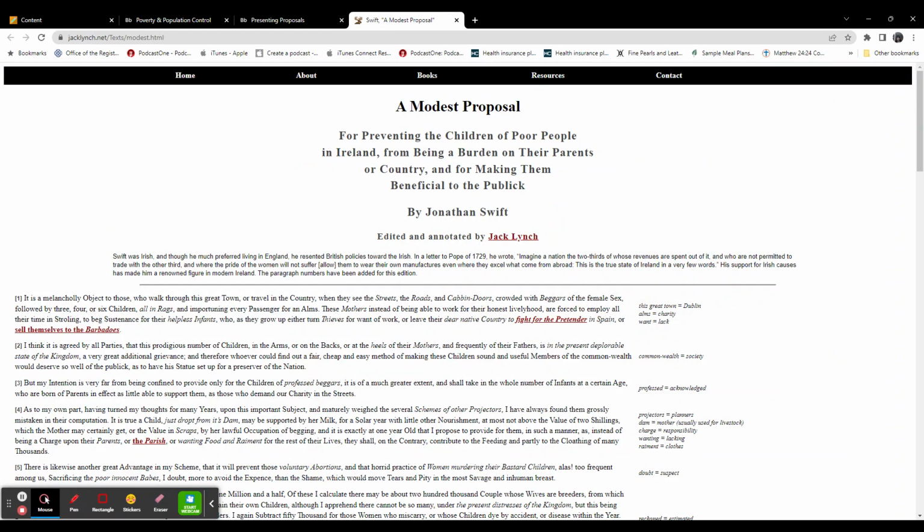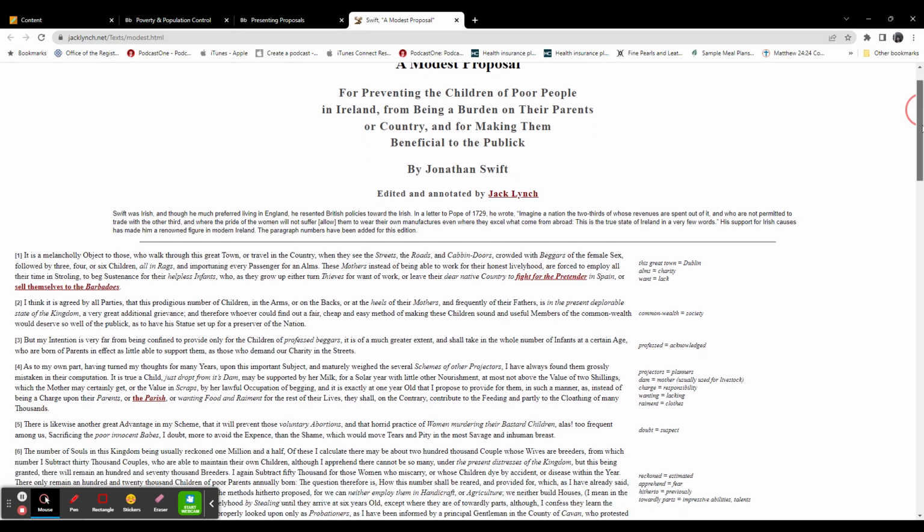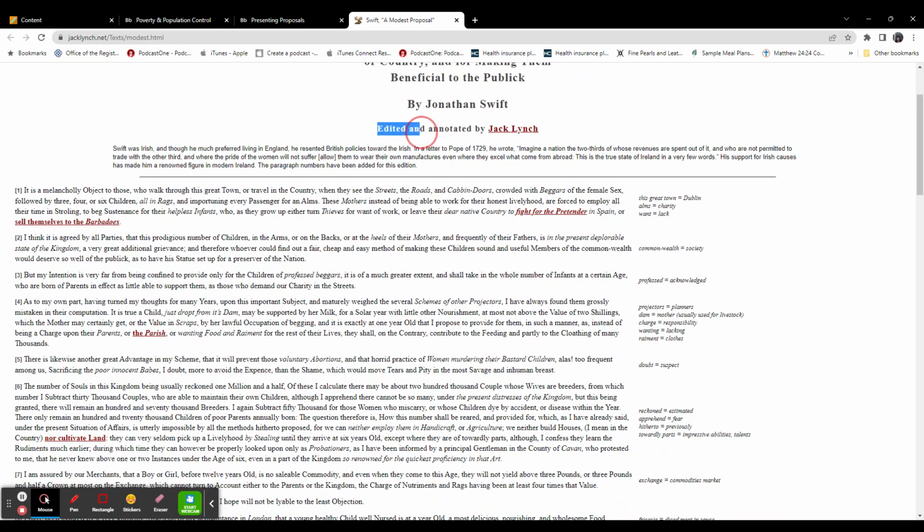All right, so A Modest Proposal for preventing the children of poor people in Ireland from being a burden on their parents or country and for making them beneficial to the public. This is by Jonathan Swift. Now, this is in the public domain, so that's why you're going to see something like edited and annotated, right, by this individual right here. But this is a public domain type document, right? So remember that Swift was Irish and thought he much preferred living in England. He resented British policies toward the Irish.